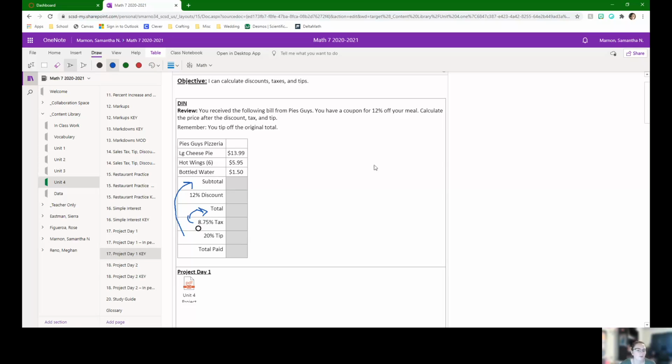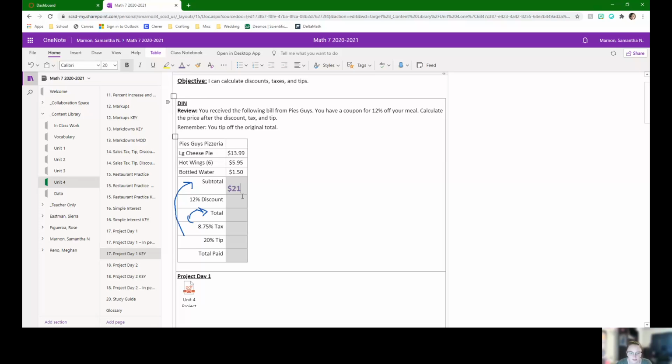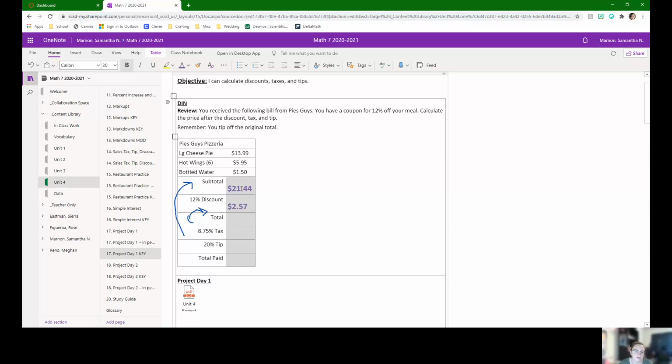Okay, so hopefully you're able to figure some of these out. If not, let's go through it. When I added all of these up, the large cheese pizza, the hot wings, and the water, I ended up getting $21.44. So that is the subtotal I got. The 12% discount, so 12% of this $21.44, I got to be $2.57.